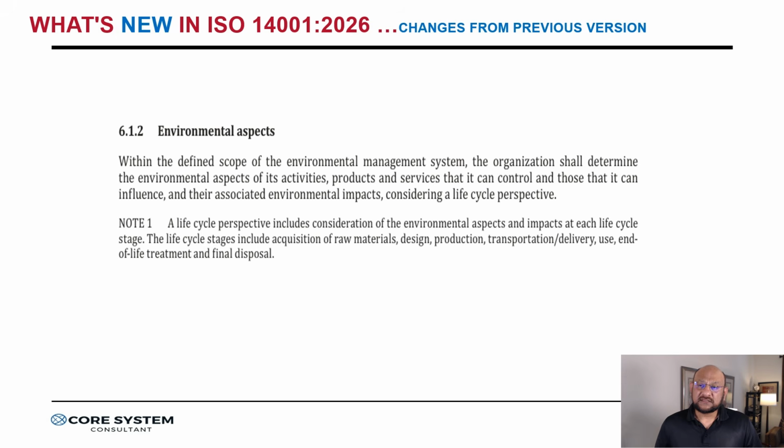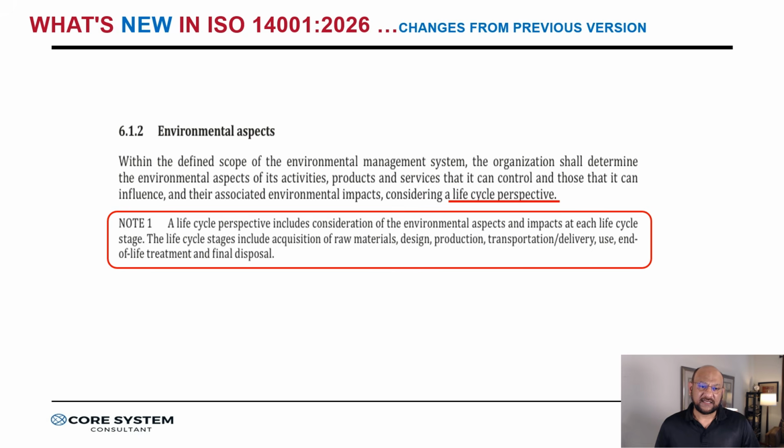Then within the 6.1.2, the environmental aspect, there was a concept earlier which was called life cycle perspective. Now it's not a new concept, it was previously present in the 2015 version as well. Now they have added a note to highlight that life cycle aspect, which considers that starting from the acquisition of the raw material, design, production, transportation, delivery, use, end of life treatment, and final disposal. So the company needs to consider, even previously, all the aspects that may impact the environment from the acquisition of the raw material till the final disposition of the product.